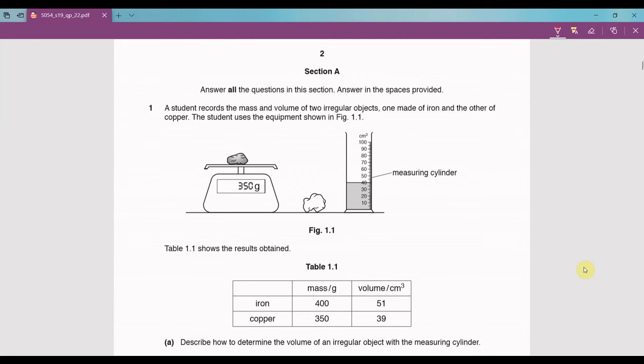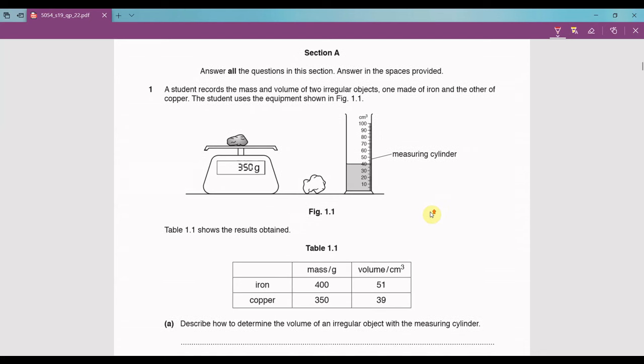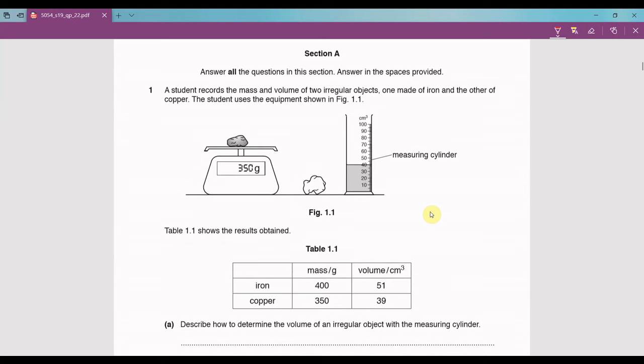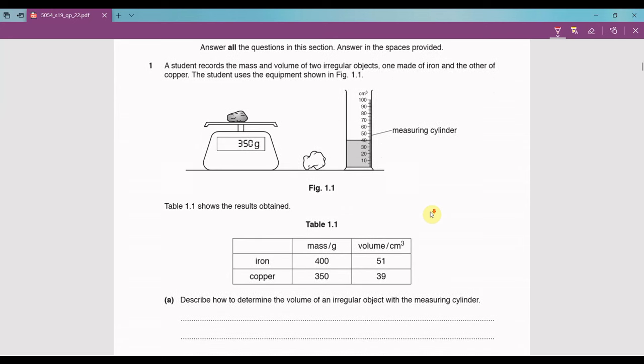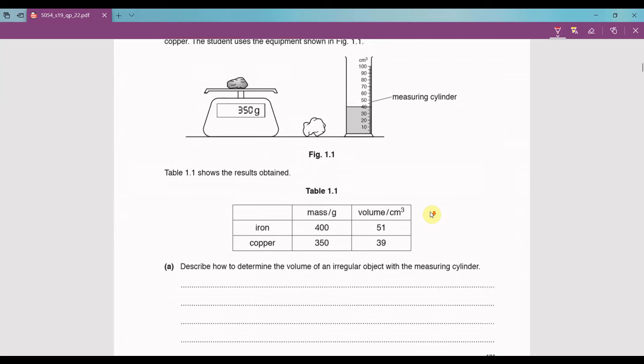Question number 1 reads, a student records the mass and volume of two irregular objects, one made of iron and the other made of copper. This is the equipment that the student is using. There is a mass balance, and he will place his object on it, which will give him the mass in grams. And then there is a measuring cylinder, which he'll use to measure the volume. He'll use the displacement method where he'll have just the water in the cylinder first, and then he'll have his rock, and then the water rises, and he can subtract the two values to calculate the volume.